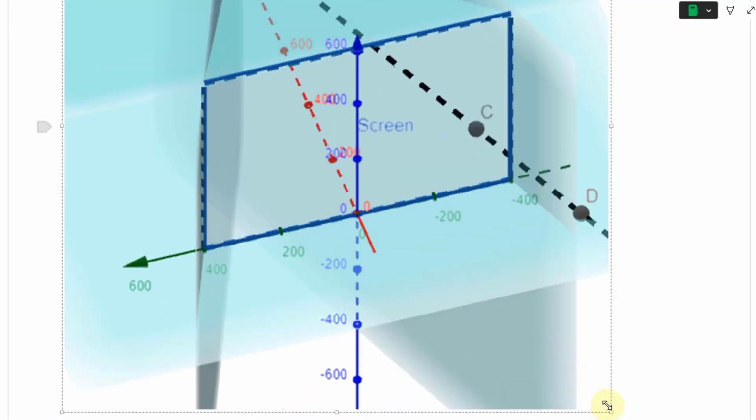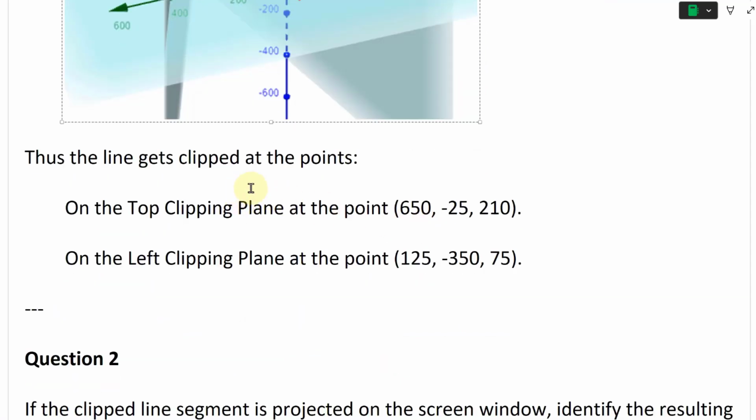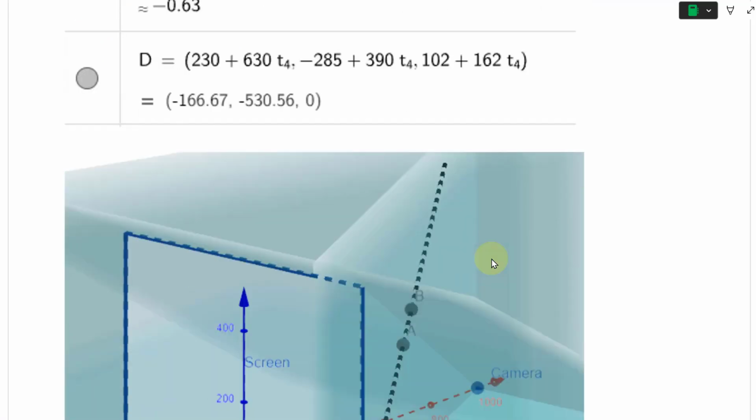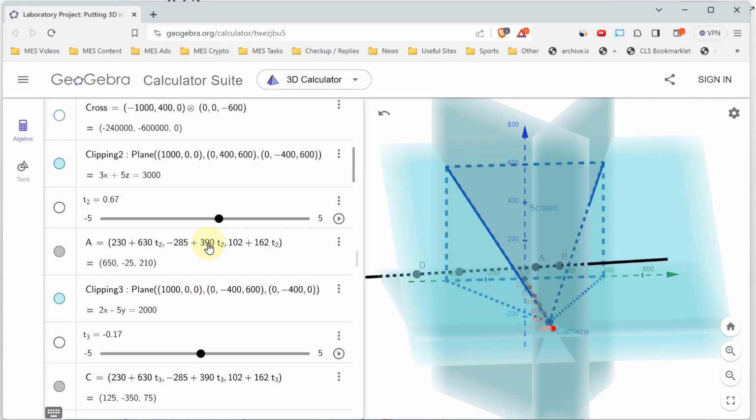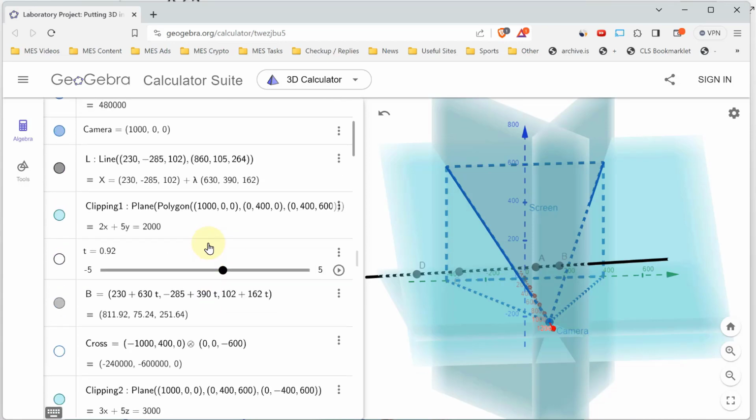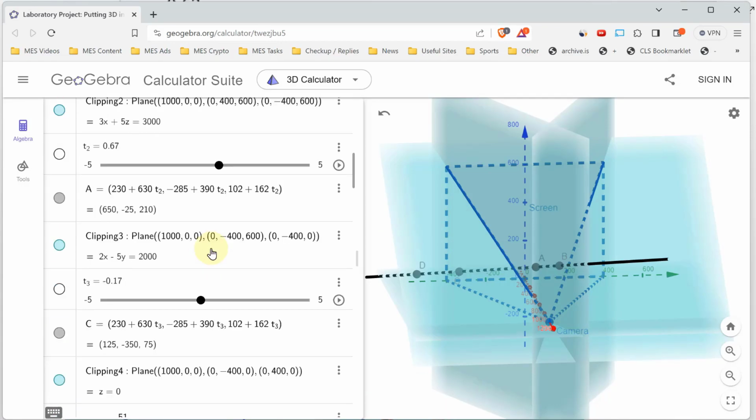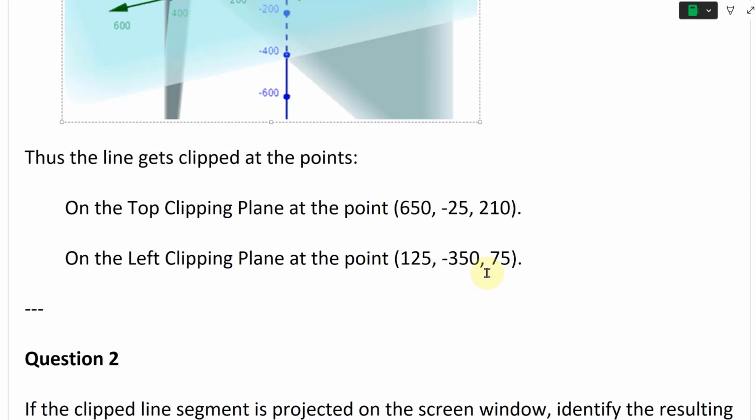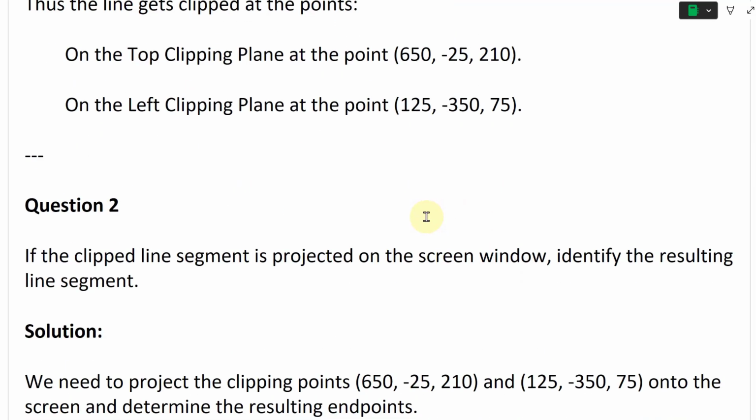Epic stuff there. Alright, so thus the line gets clipped at the points: on the top clipping plane at the point 650, negative 250, and 210, and on the left clipping plane at the point 125, negative 350, 75. Let's just check we got those correct. Going over here, those points are, where's the points? Yeah, so there's point A, 650, negative 250, 210. Then point C, 125, negative 350, 75. And that is actually what we get: 125, negative 350, 75, and 650, negative 250, 210. So epic stuff.